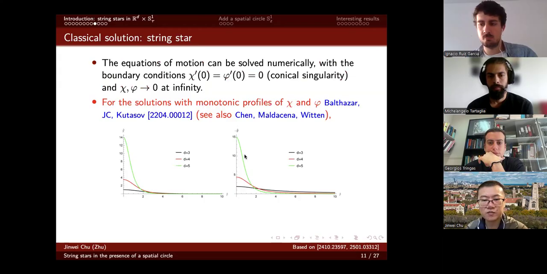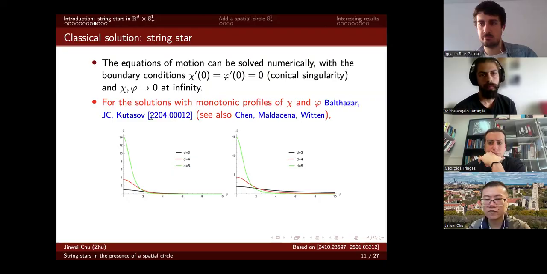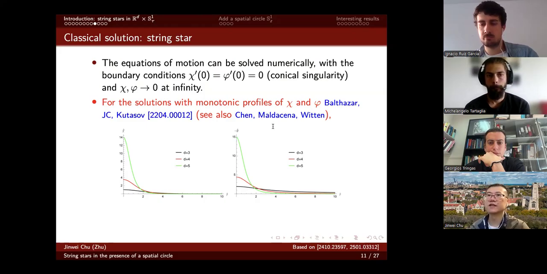So here I show the plot for the solutions of chi and phi. These are the plots for the monotonic solution. And I've already rescaled the fields and variables, so they do not depend on m infinity, as I mentioned. And by the way, this figure is copied from my previous paper with Bartos and Kudasov. And even before that, there's a famous paper by Chen, Maldacena, and Witten, which studied this string star solution and investigated its possible transition into the black hole.